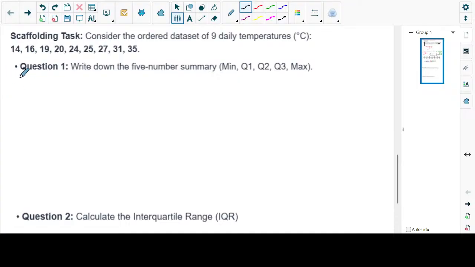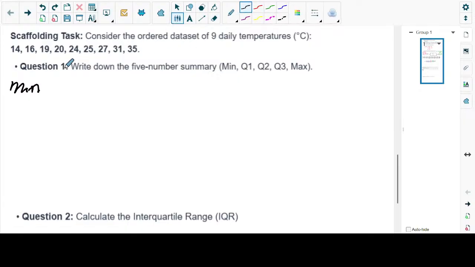Now, how do you get your min? The min is the lowest number in the data. So if it's arranged correctly, it should be the first value. It's arranged correctly. So what is our first value? Our first value is 14. It's cool.